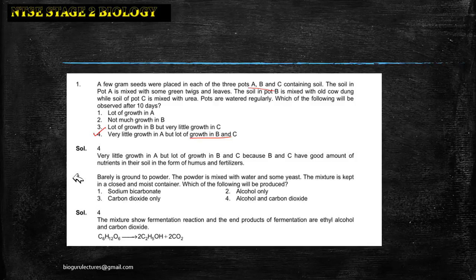Next, question 2. Barley is ground to powder. The powder is mixed with water and some yeast. The mixture is kept in a closed and moist container. Which of the following will be produced? So barley is rich in carbohydrates, and when you put it in a closed container, that means anaerobic respiration is going to take place. The result of anaerobic respiration is alcohol and carbon dioxide.